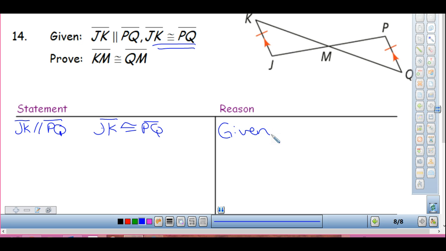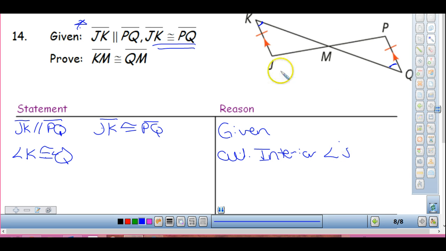Alright, so now we know by looking at our cheat sheet, I need to check JK parallel to PQ. So what am I looking for if I have parallel lines? I'm looking for alternate interior angles. And in this case, angle K and angle Q are going to be what I'm looking for. Angle K is congruent to angle Q because those are my alternate interior angles.